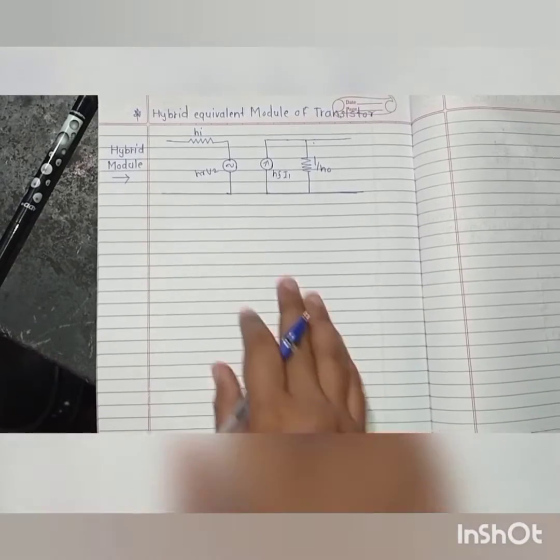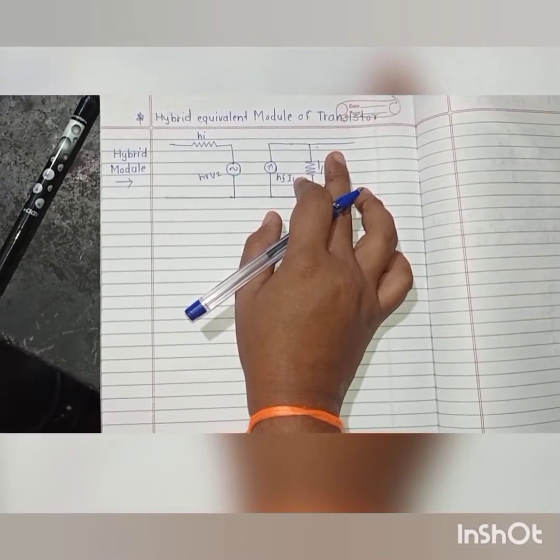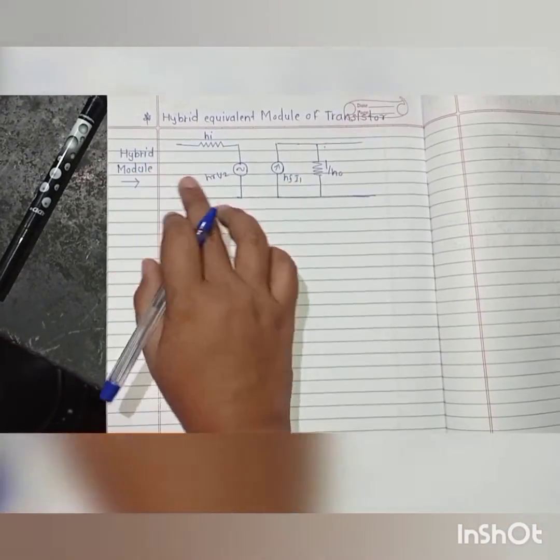Hybrid equivalent model of a BJT. So we will discuss how to derive the hybrid equivalent model of a BJT using the h model, and we will derive its two parameters. So let's see how to derive it. This is the h model of a transistor. We have to derive this.